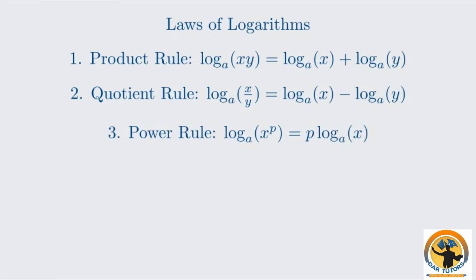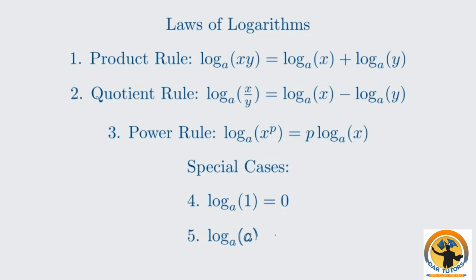It states that the logarithm of a number raised to a power is the power times the logarithm of the number. So log base a of x to the power of p is equal to p times log base a of x. There are also two special cases that are worth remembering. First, the logarithm of 1 is always 0, regardless of the base. This is because any positive number raised to the power of 0 is 1. Second, the logarithm of the base itself is always 1. This is because any number raised to the power of 1 is itself.